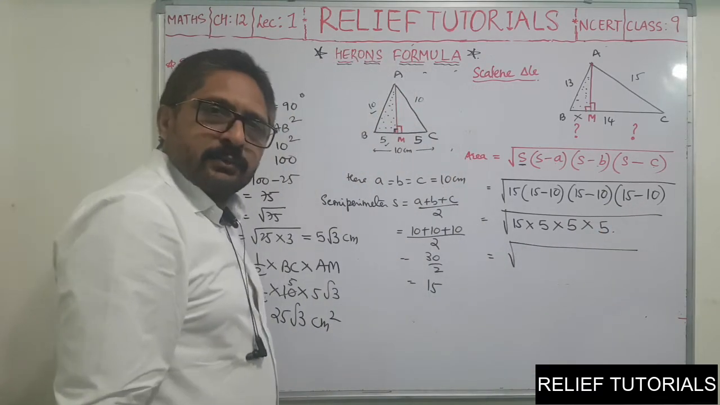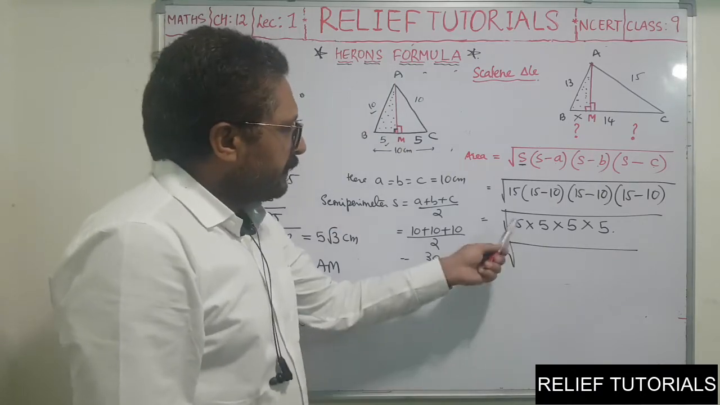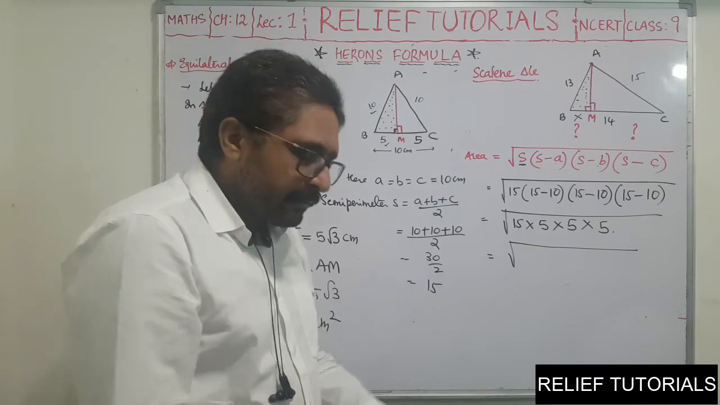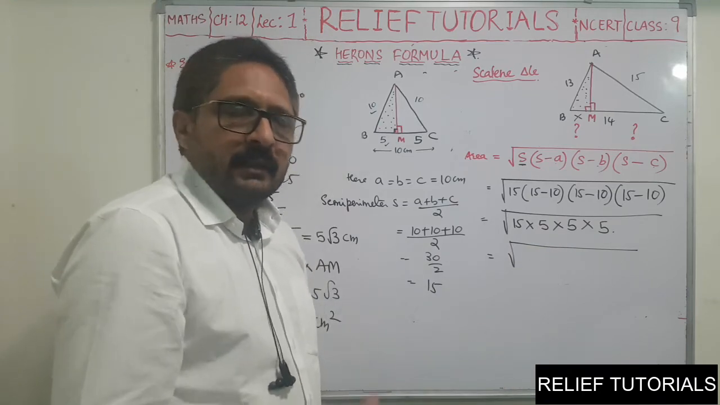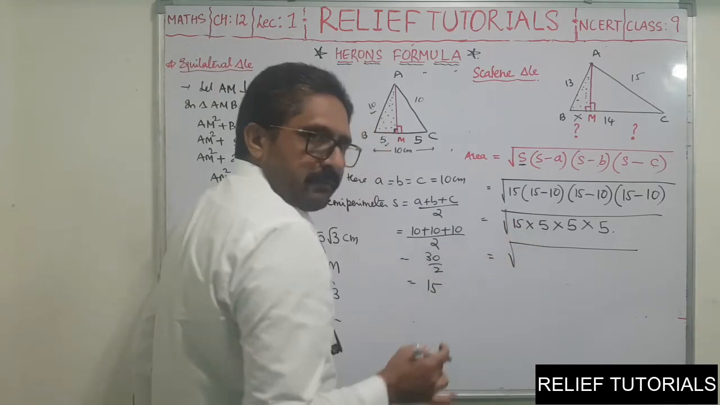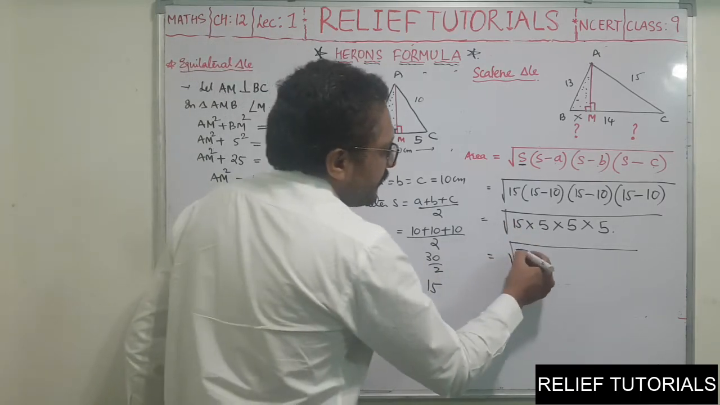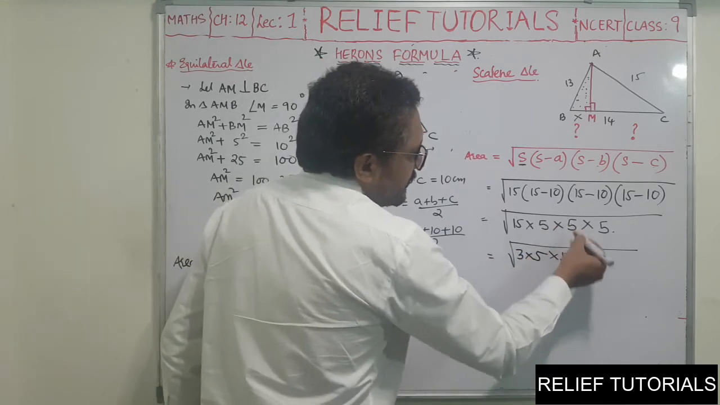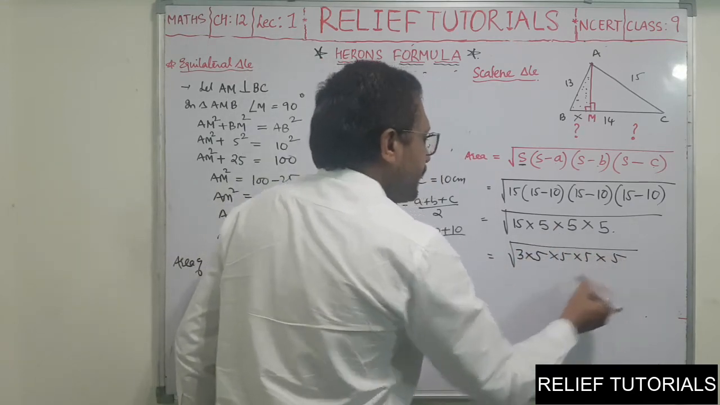See, how to find the root? If you multiply all this, you will get a number and you have to find the root. That will be a little bit time consuming. So what you have to do is find the factors of this bigger number. For example, 15. You know the factors of 15 are 3 into 5. This you will write as it is, 5, this as it is, 5, this as it is, 5.